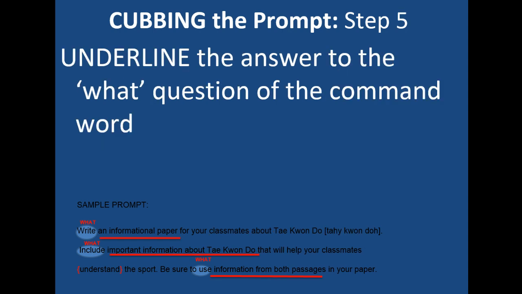In step 5, we do the U part of CUB. We underline. The underlined words answer the bossy word command question of what? What do we write? We write an informational paper. What do we include? We include important information about Taekwondo. What do we use? We use information from both passages. Now let's see what the B part of cubbing is.